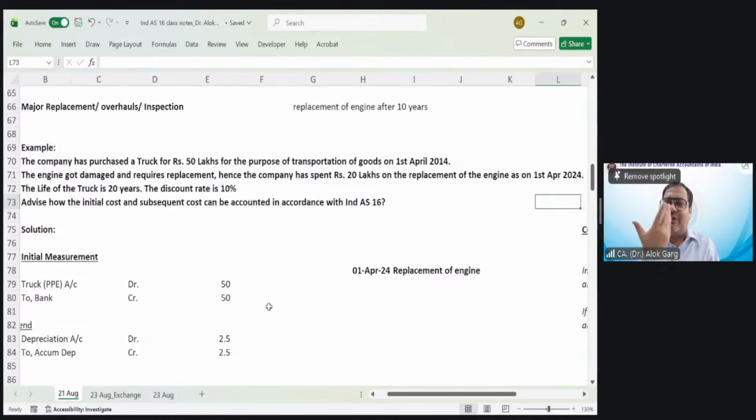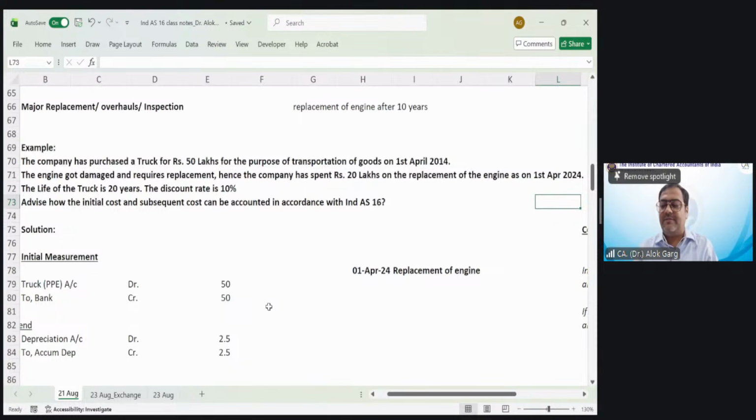Is the question clear? Is it clear in mind or clear from mind? Friends, is the question clear or not? Tell me whether the question is clear. The question is clear. Okay, the question is clear.